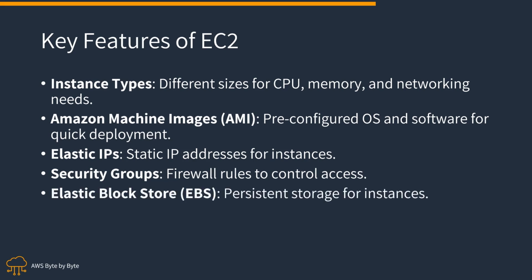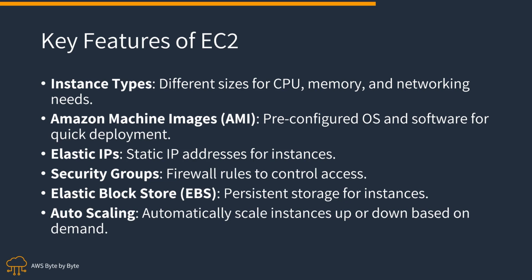Elastic Block Store provides storage that stays intact even if your EC2 instance is stopped or terminated. Unlike the Instance Store, which is temporary, EBS volumes are perfect for storing data you want to keep, like databases or application files. You can attach multiple EBS volumes to an instance and even change their size without stopping the instance.